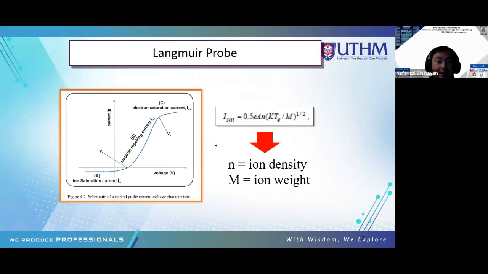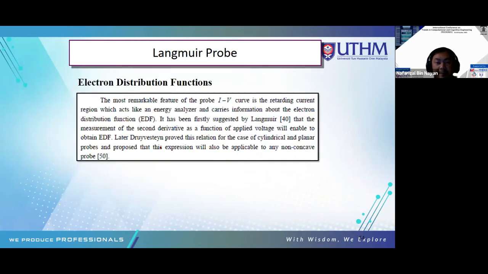Okay, so this is the equation for us to calculate the ion density. Here, from the ion saturation current, which is the current over here, because it's already saturated, we can see it's flattened. So this is how we can know what is the current at this point. From this current value in ampere, we can calculate the ion density inside the plasma. So this is how we can use this tool to understand the plasma.